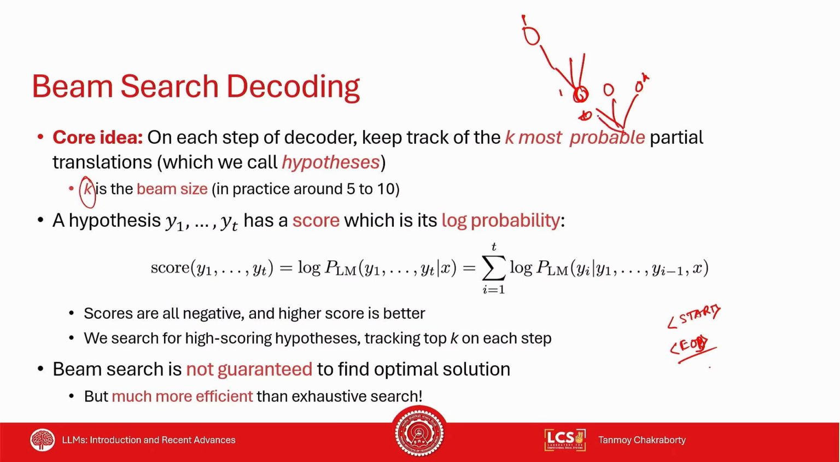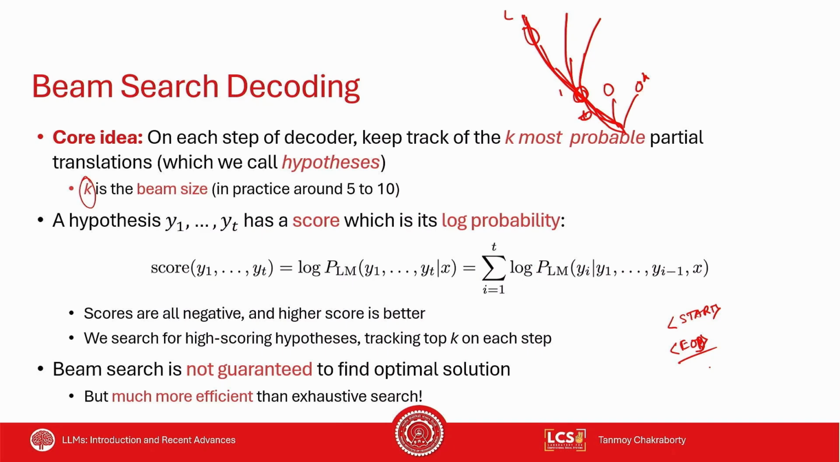So let's say each of these branches will lead to an end of token. There are multiple branches, right? Each of these branches is called a hypothesis. Why hypothesis? Because we do not know which of these branches is correct. Therefore, this is called a hypothesis.